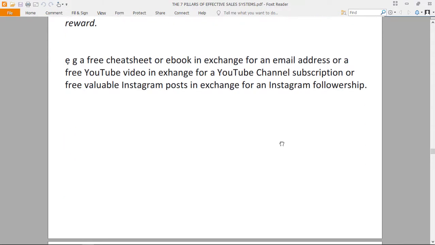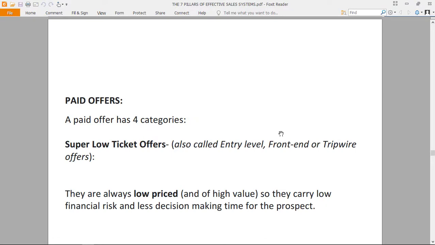Now let's look at the other side. A paid offer has four categories. Of course, it's self explanatory. In the case of a paid offer, you are making an offer in exchange for money. So whether it's big money or small money, it's a paid offer. We have four categories. We have super low ticket offers. We also call them entry level offers, front end offers or tripwire offers.